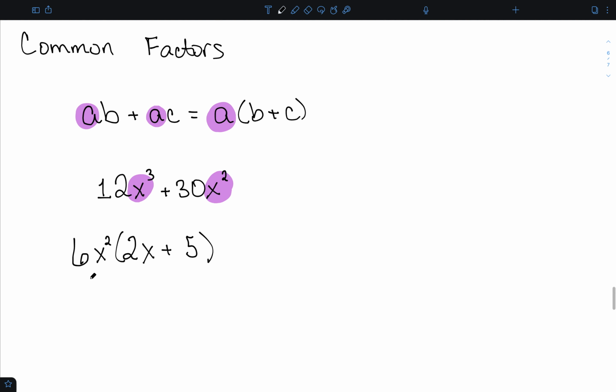And we can double check this work by multiplying out. 6 times 2 is 12, and x squared times x is x cubed. 6x squared times 5 would be 30x squared. So we did in fact factor this correctly.